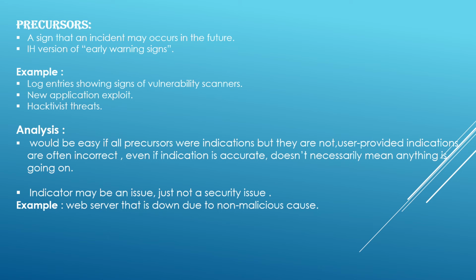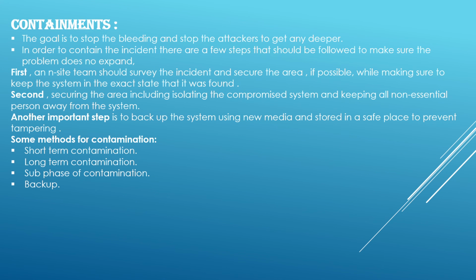Analysis would be easy if all precursors were incidents, but they are not. User-provided indications are often incorrect. Even if an indication is accurate, it doesn't necessarily mean anything is going on. Indicators may be an issue, but not a security issue. Example: a web server that is down.